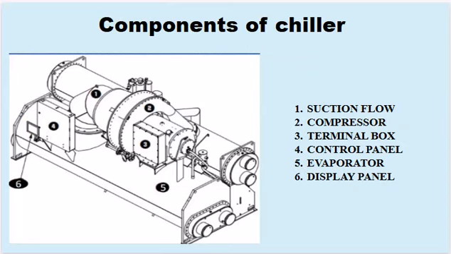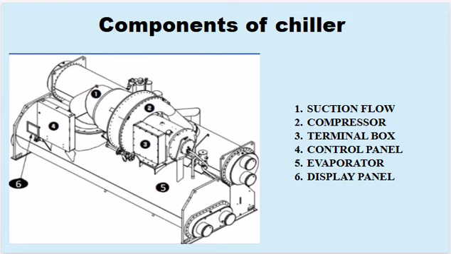This slide introduces the key components of a chiller. Starting with the suction flow, this is the entry point where the refrigerant enters the chiller. Moving to the compressor, the chiller's core, which compresses the refrigerant gas, raising its temperature and pressure. Next is the terminal box, housing critical electrical components that help control the chiller. The control panel enables the user to adjust the chiller's settings and monitor operations.